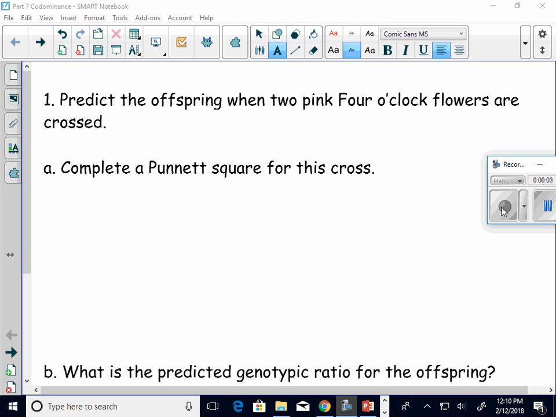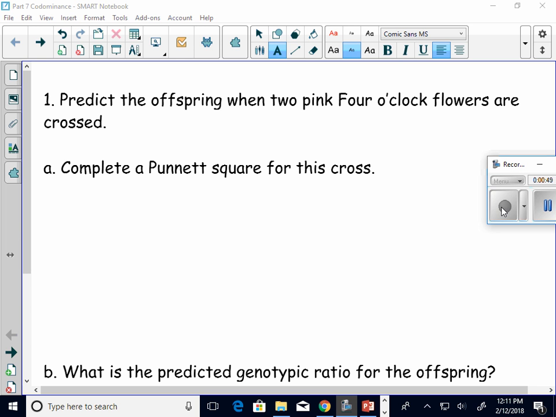Okay, today we are going to talk about part 7 of our genetics notes. Part 7 is dealing with incomplete dominance or codominance. So our objective for this section is, number one, to be able to perform a Punnett square and tell the genotypes and phenotypes of incomplete or codominance. Now, first of all, we need to understand what codominance is.